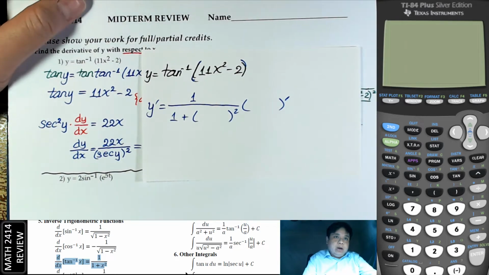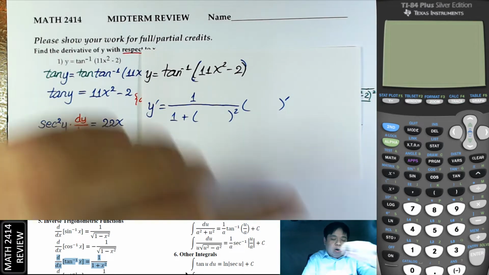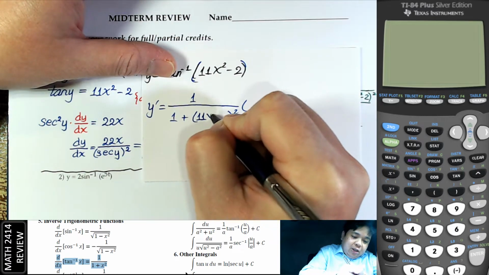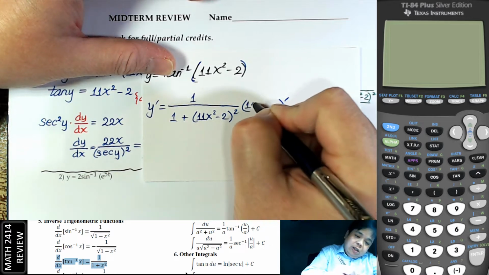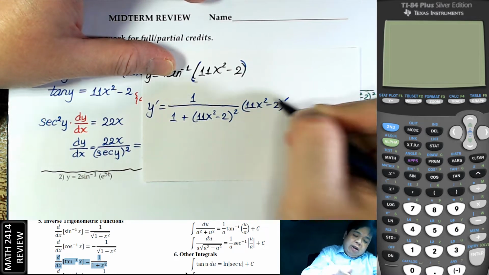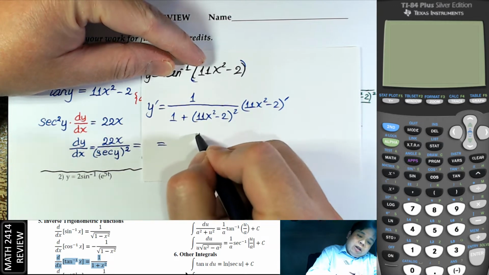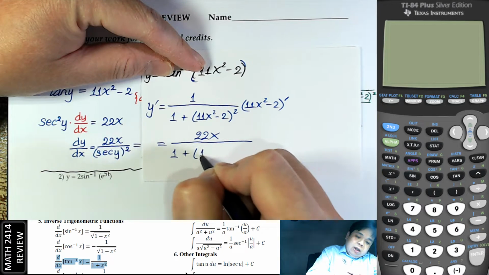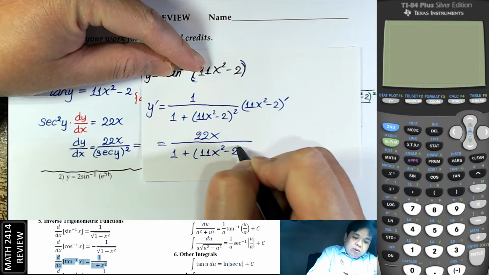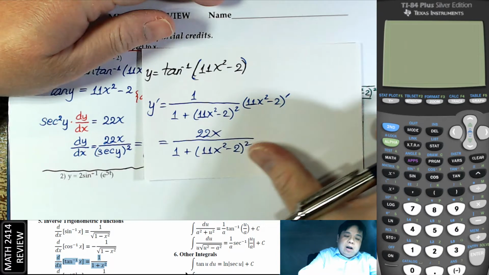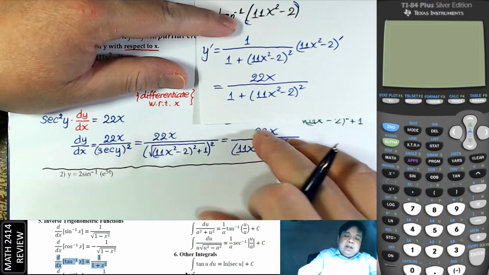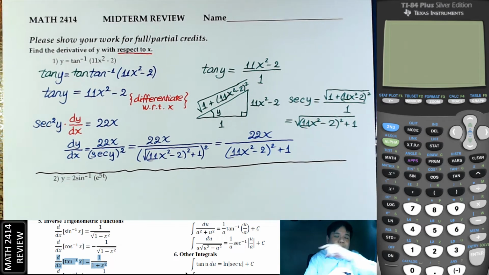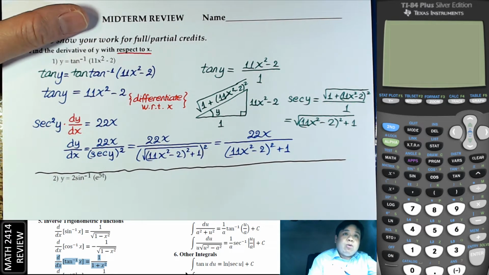So we're using the chain rule with the formula that I highlighted on that side. So we have 11x squared minus 2 inside the parentheses, and the derivative of 11x squared minus 2 is 22x. So 22x over 1 plus 11x squared minus 2 squared. Right, of course you see that should be the same thing as we got without knowing that formula. Right, so that's the first one.